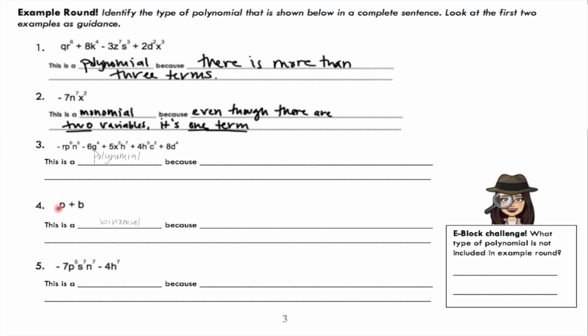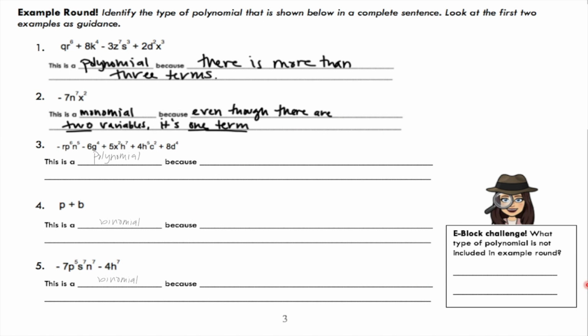And finally, number 5. Again, this is 2 terms that kind of have a lot of variables with them. But even though there's more than 2 variables, this is still going to be a binomial because I only have 2 total terms.